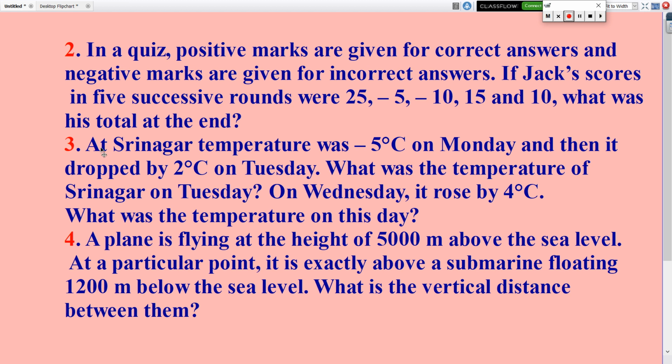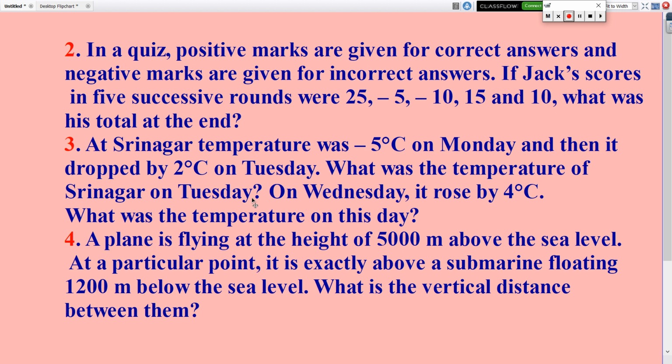Next, at Srinagar, the temperature was 5 degrees Celsius on Monday, and then it dropped by 2 degrees Celsius on Tuesday. What was the temperature of Srinagar on Tuesday? It dropped means again go below. What is 2 divisions below 5 degrees Celsius? It is -7 degrees. On Wednesday, it rose by 4 degrees Celsius.